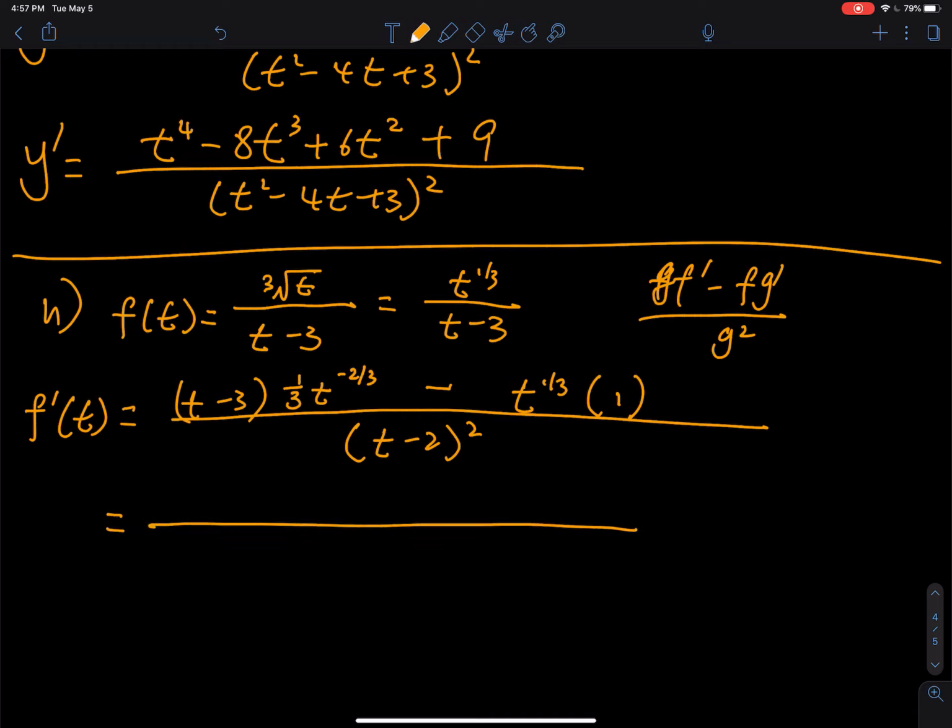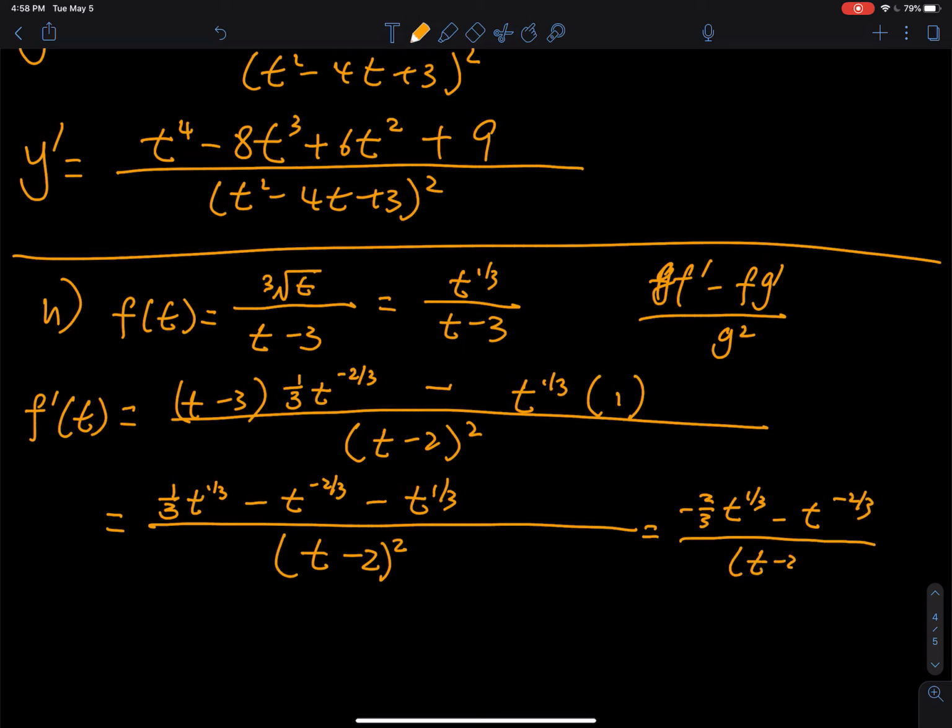So we have 1/3, and then t to the negative 2/3, and then minus t to the 1/3 divided by t minus 3 squared. And then you have 1/3 minus 1, you have negative 2/3. So we get 1/3 t to the negative 2/3 minus t to the 1/3, all divided by t minus 3 squared. That is the answer.